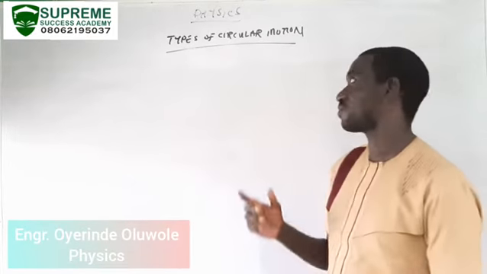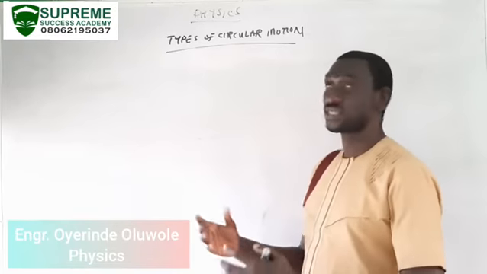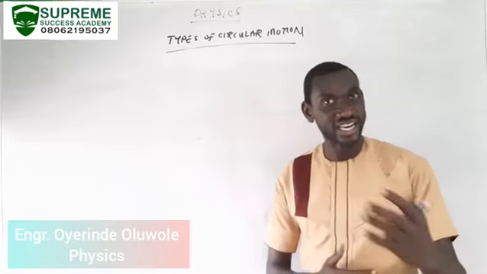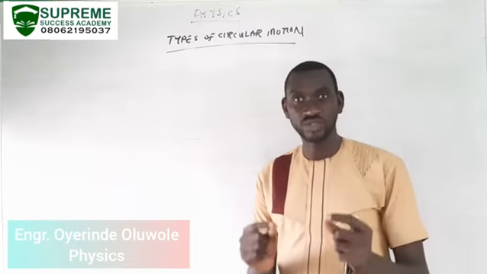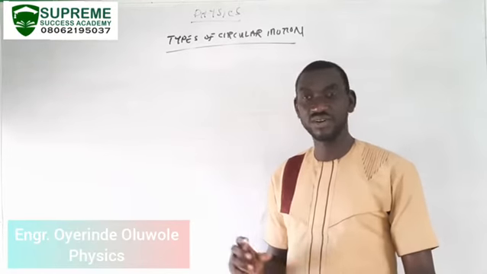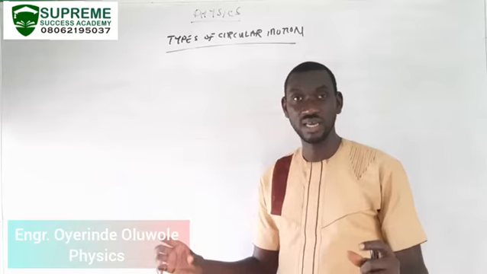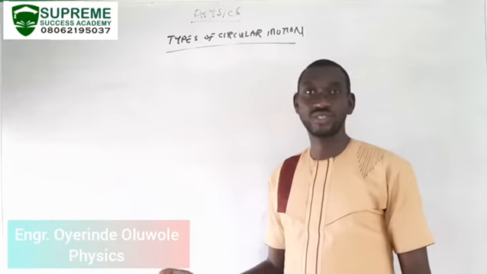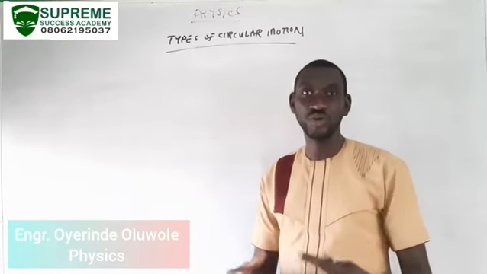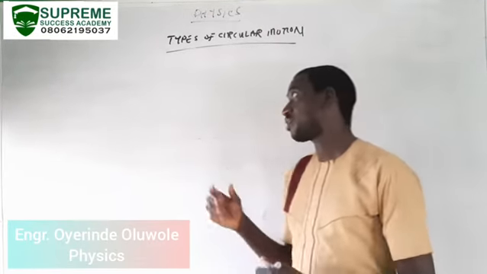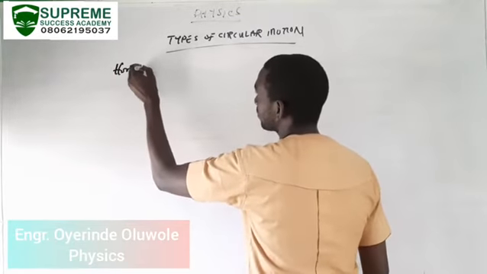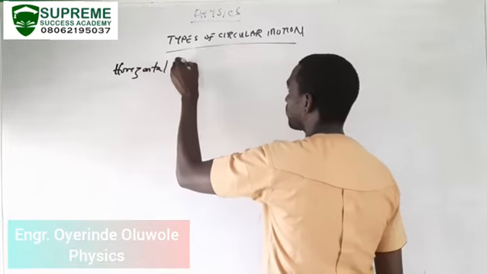Today in our physics class, we'll be treating the topic, types of circular motion. In our previous class, we looked into circular motion in relation with linear motion. And we studied linear displacement with respect to angular displacement, linear velocity with respect to angular velocity, linear acceleration with respect to angular acceleration, and we looked at the relationship between all these parameters. Today we'll be looking at horizontal circular motion and vertical circular motion.